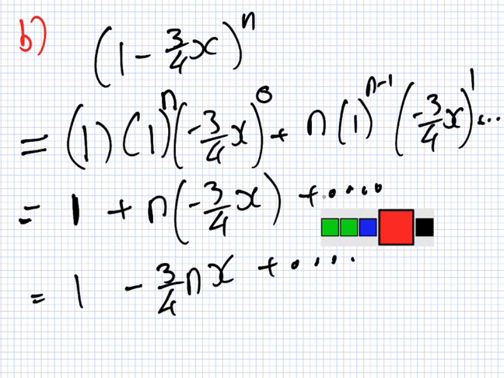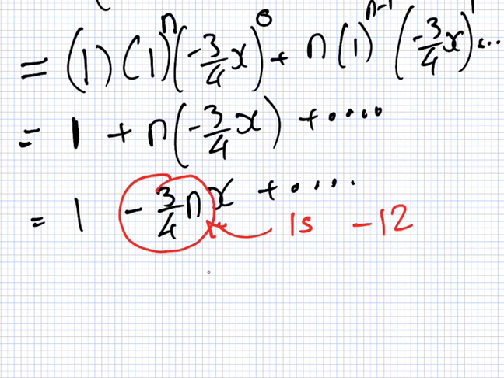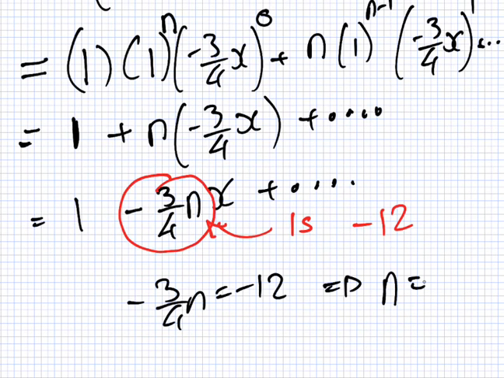They tell you that this here is minus 12. That means we can work out what the n is, because they tell you if that's minus 12, then that means n should equal minus 12 divided by minus 3/4. So we'll just get the calculator out. 16.